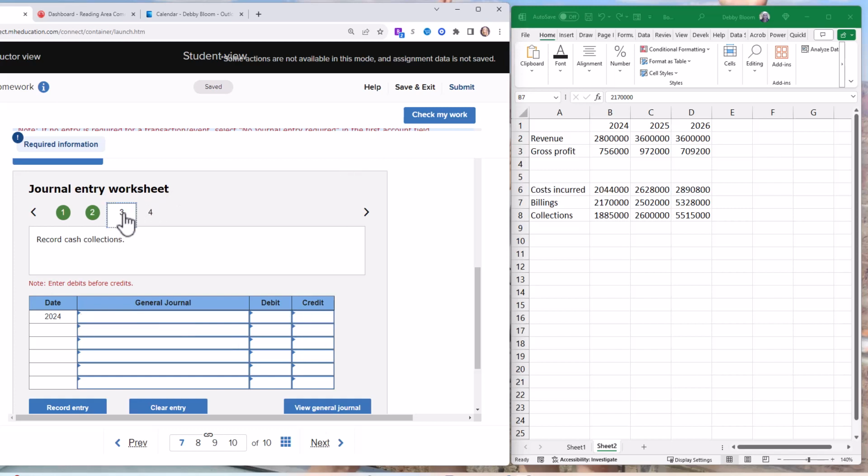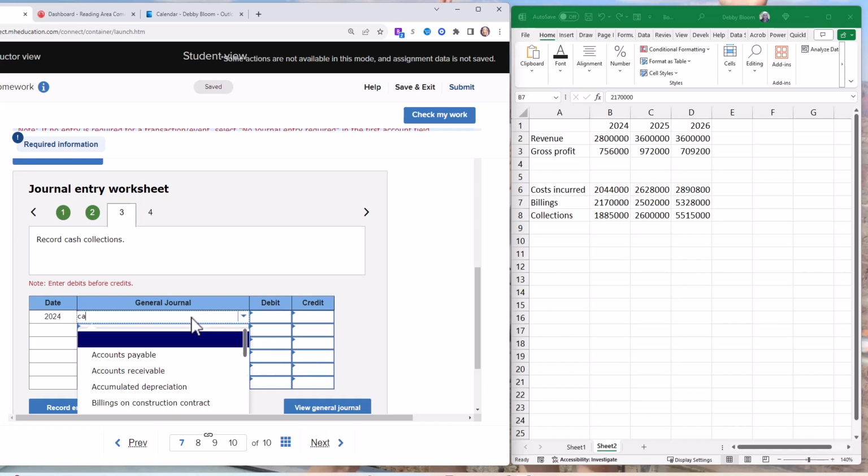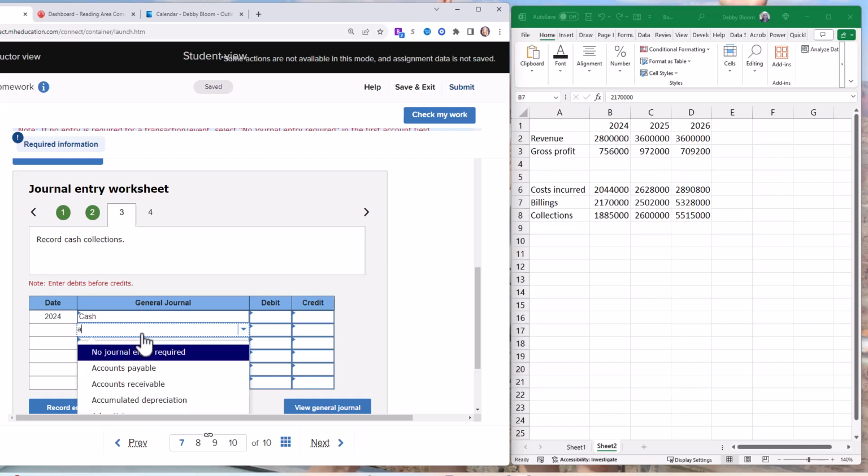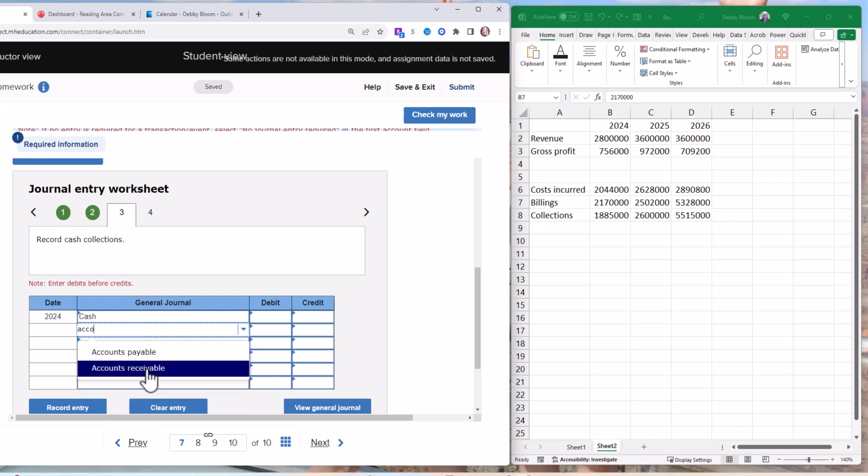For number 3, to record the cash collections, you should remember that from ACC 105, we debit cash, not the cash, materials, etc. We debit just the regular cash, and we credit accounts receivable. And that amount is for the collections in 2024, $1,885,000.